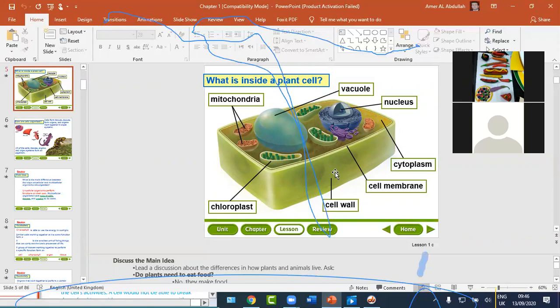Nucleus is large. Kareem, are you free? Around organelle. Kareem. Silent.